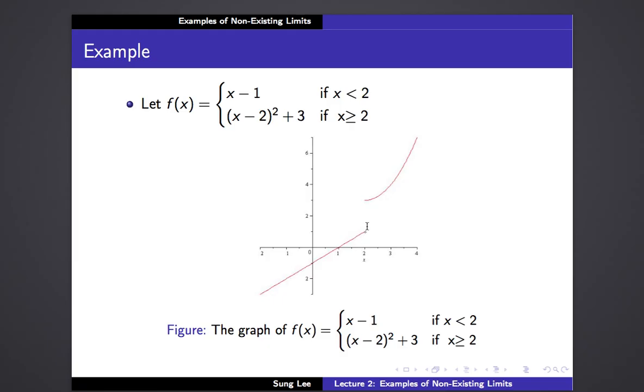So when x is less than 2, it is defined by the straight line x minus 1. And as you see, in this case, when x equals 2, you see a little white circle, which indicates that x equals 2 is not included there, right? On the other hand, when x is greater than or equal to 2, the function is defined by this parabola, which is x minus 2 squared plus 3. So let us calculate the limit, right?